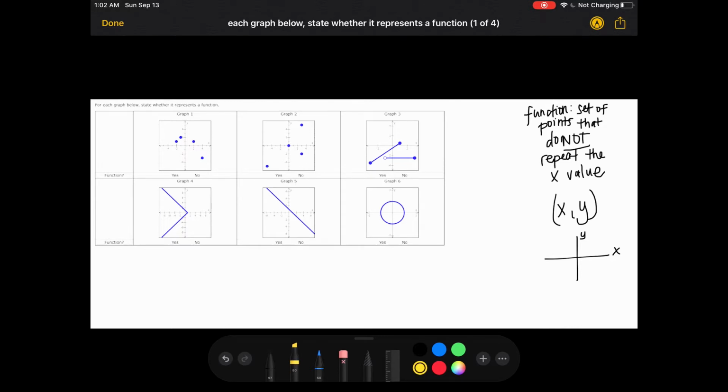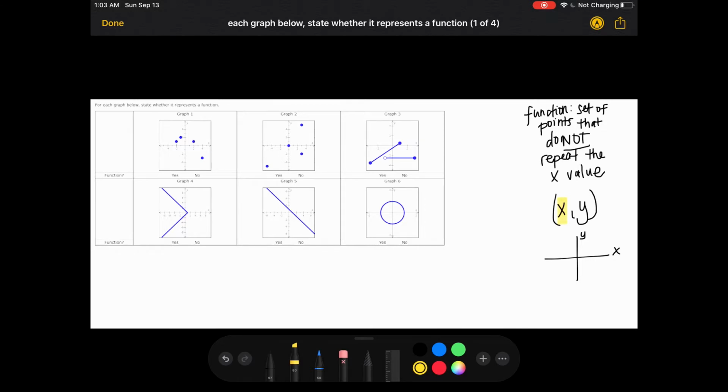Now, there's a couple ways to think about this. Your x value, when you're given points that you have to graph, is the first number. So if you're given a set of points, for example 1, 2, that's a point, then 2, 5, and then 1, 6, your x values are all the first numbers. These two numbers repeat, so that's not a function. That's what I mean by that.